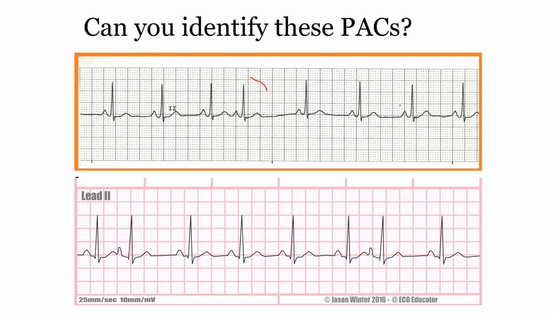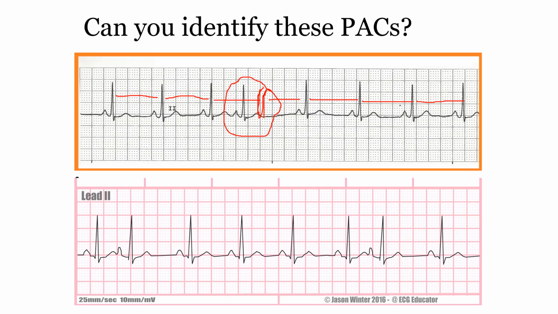The PAC in this complex occurs right here. It comes early. If we're measuring R to R and R to R, these distances will be the same. But if we then try to measure the R to R here, it should probably occur right about here. So if we move that complex in our mind right to here, it should equal out to the same distance to this one, and then these, and then these, and then these. So it would be regular, except for this complex here. We have a regular rhythm.